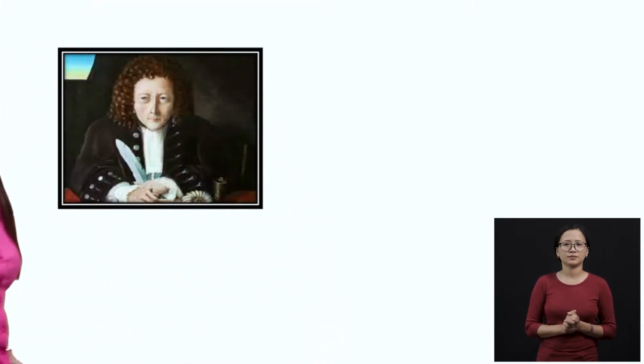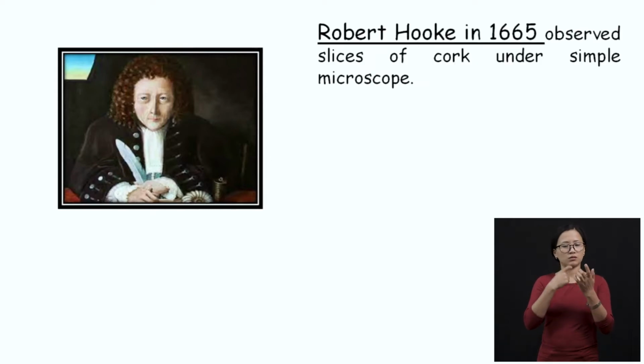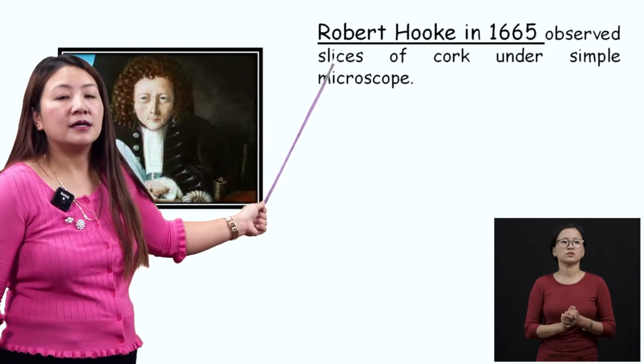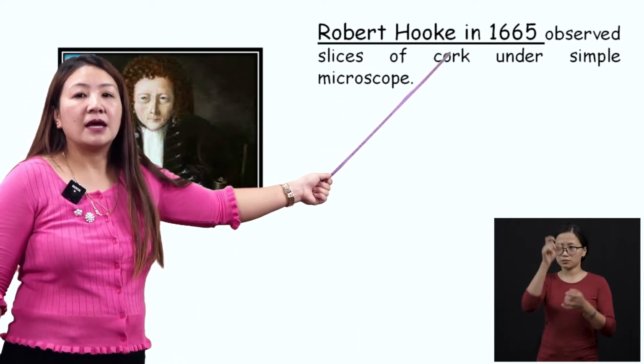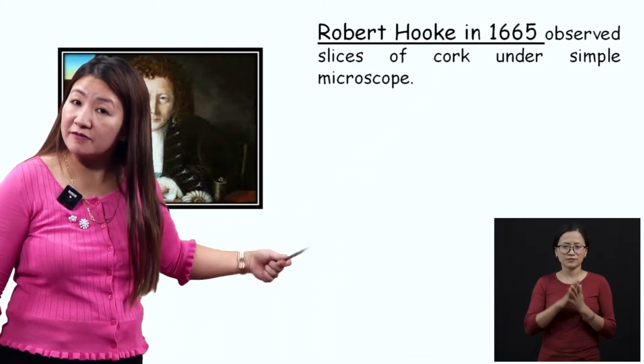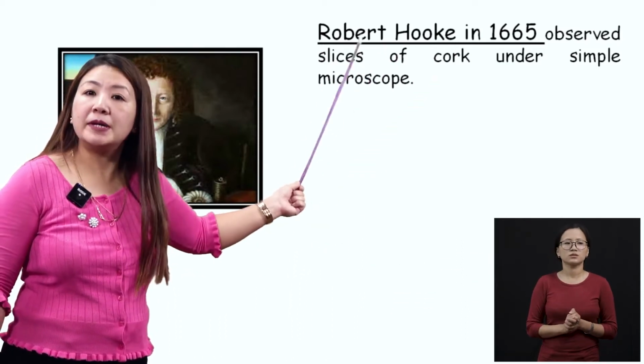This is a scientist called Robert Hooke. Okay, Robert Hooke, very important person, a scientist, a biologist in 1665. Okay, keep this in mind. Who discovered the cell? Robert Hooke.